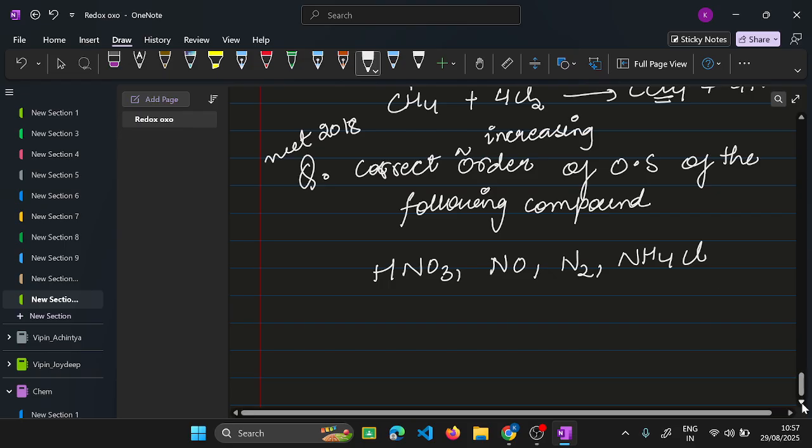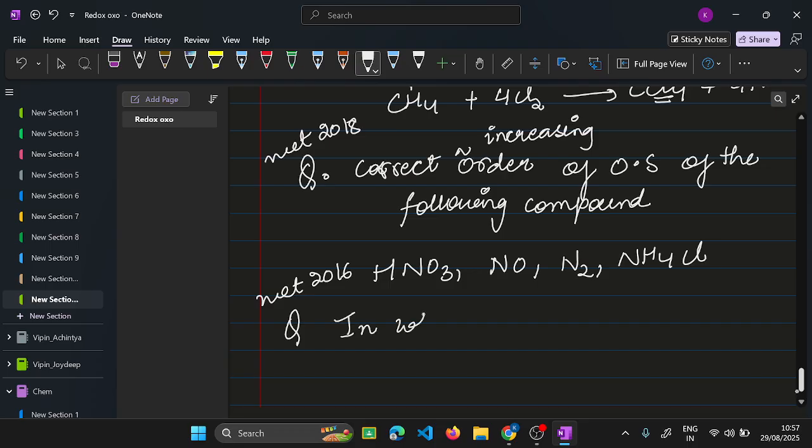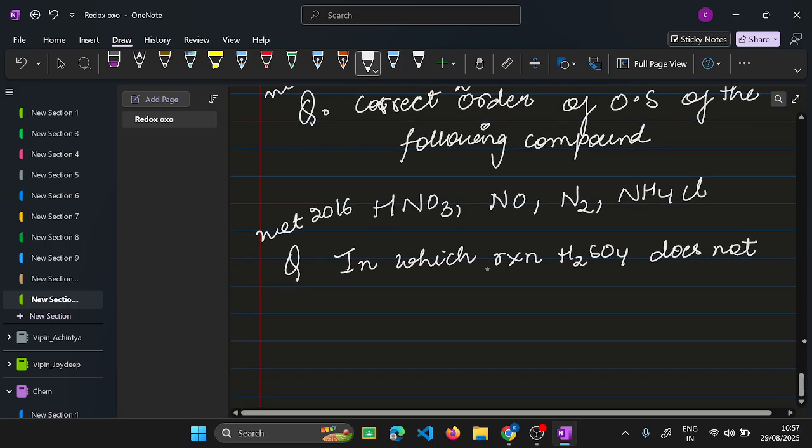After this, the next question, this is NEET 2016. In which reaction does H2SO4 not act as an oxidizing agent? I hope you know what oxidizing and reducing agents are.